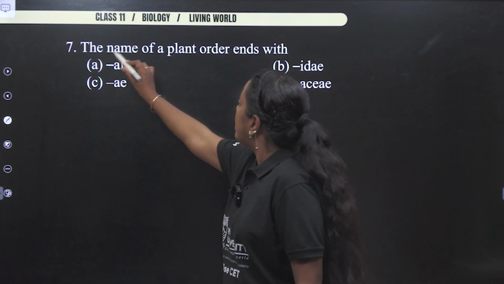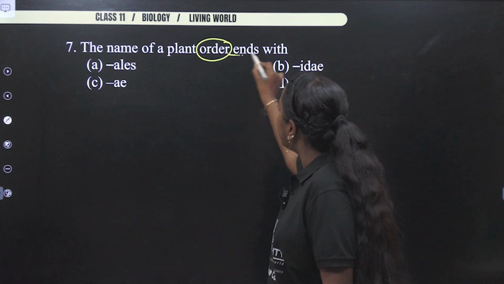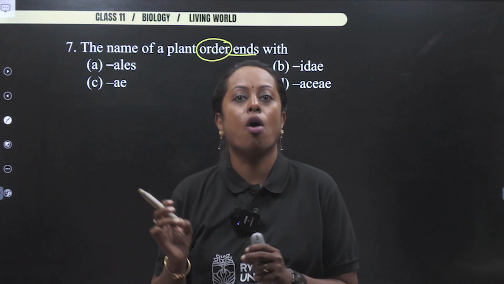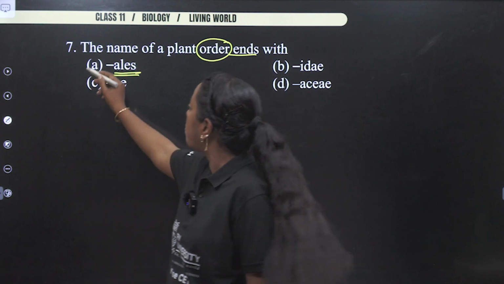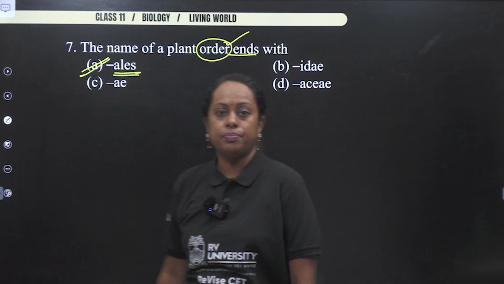Next. The name of a plant order ends with... I hope we studied this in the case of grasses. So it ends with ALES. So thereby your answer becomes option A in case of order.